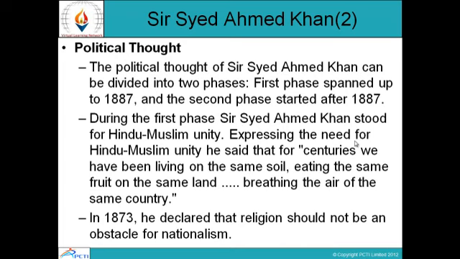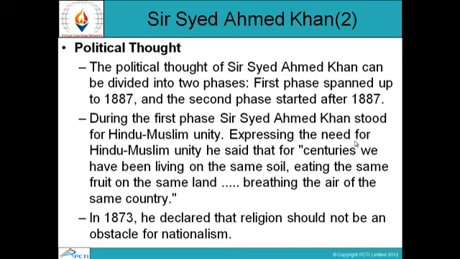Political thought. The political thought of Sir Syed Ahmed Khan can be divided into two phases. The first phase spanned up to 1887 and the second phase started after 1887. So during the first phase, Sir Syed Ahmed Khan stood for Hindu-Muslim unity. He said that Hindus and Muslims are together. He emphasized brotherhood and the unity of these two religions, Hindus as well as Muslims.